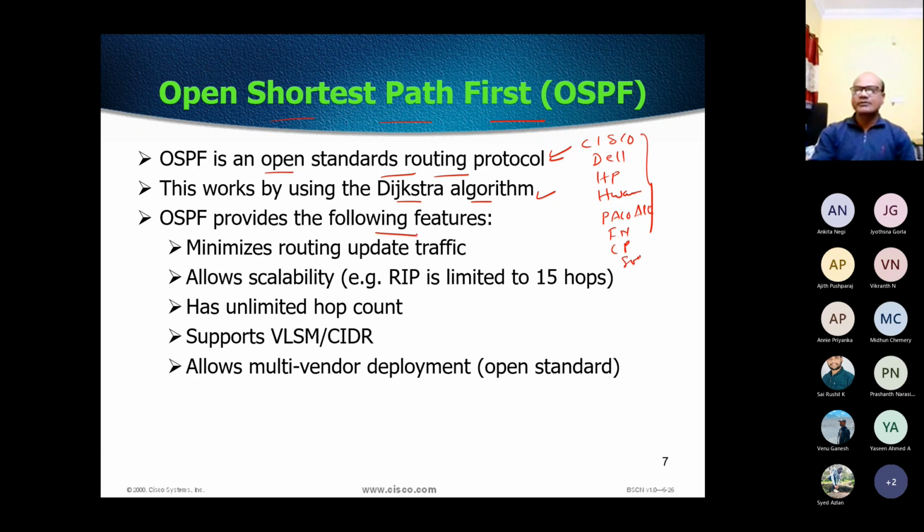These are a few features which OSPF has. It minimizes routing update traffic and allows scalability. For example, RIP is limited to 15 hop count, so RIP works only up to 15 hops. Here there is unlimited hop count; there's no limit. It supports VLSM and CIDR. It also allows multi-vendor deployment because it is open standard.